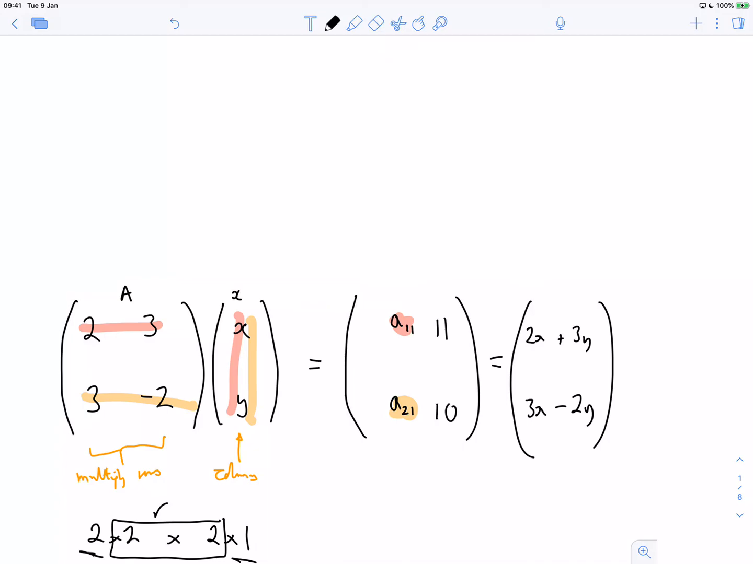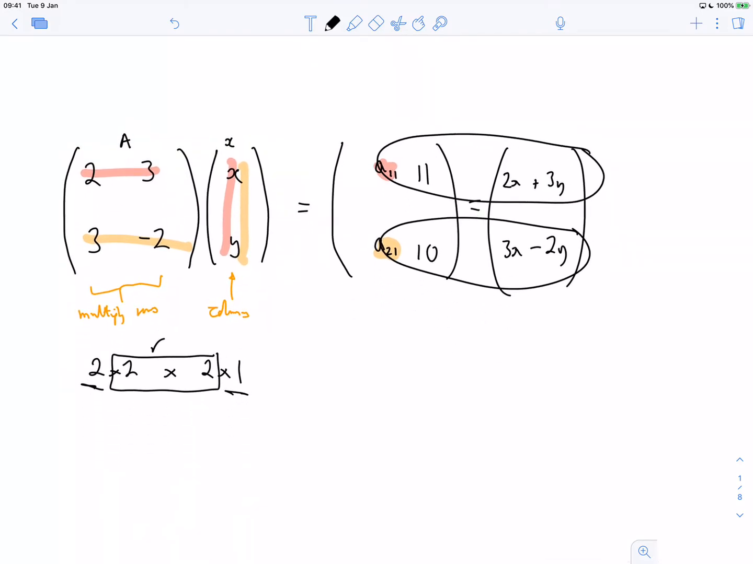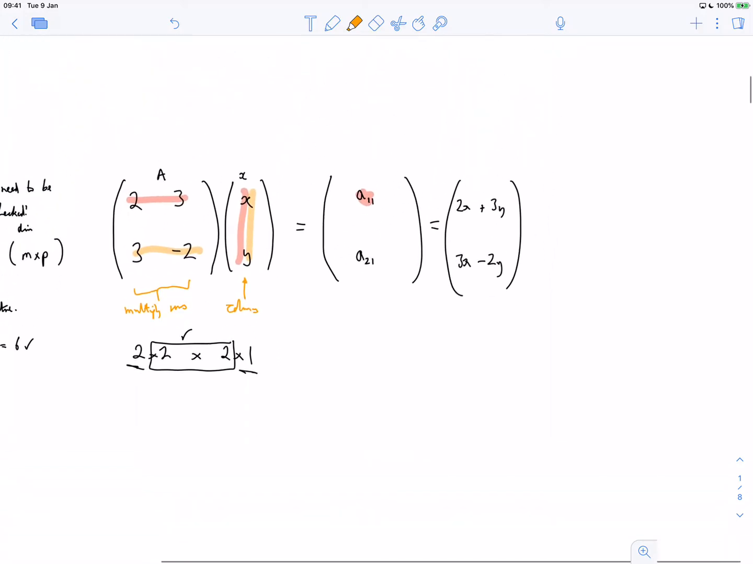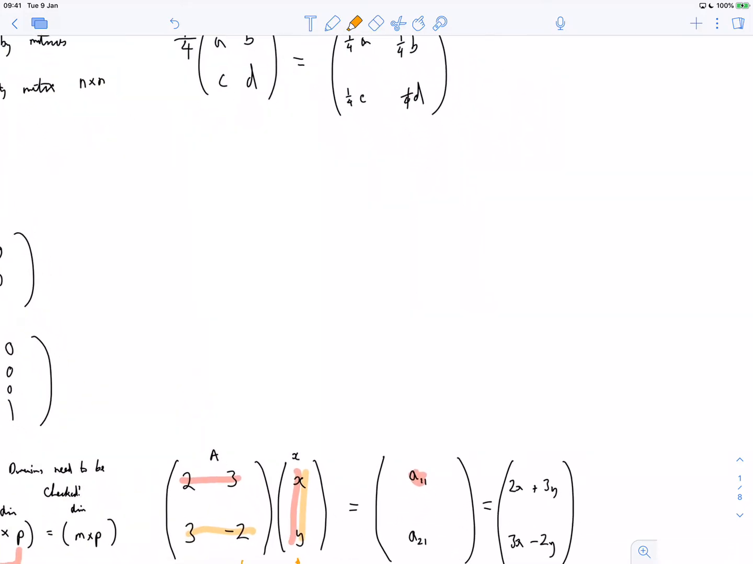And now at this point, because they're both 2 by 1 matrices, I can just read across the top and read across the bottom. So I'm hoping that's convinced you that they're the same. Let's go through another example of matrix multiplication, and hopefully I can show you what's going on here. So let's try a different pair.